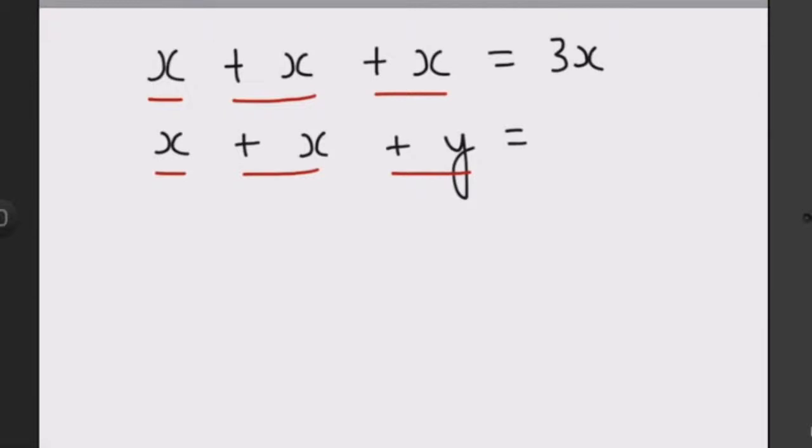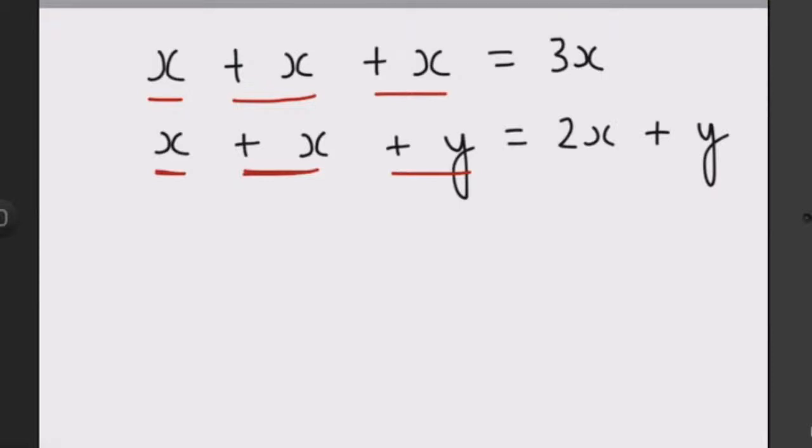So in this case what would we have? Well, we've got the x here, we're adding on another x here. So in total we have 2 x's. And how many y's do we have? We've just got 1 y. So we're going to add 1 y to that.